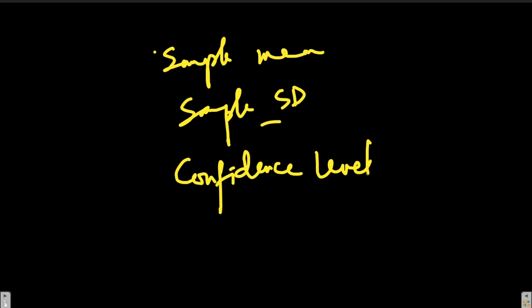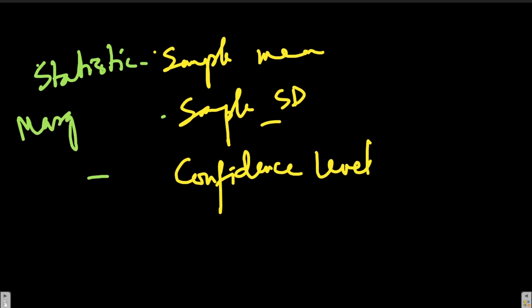The sample mean could be any other statistic. So basically we need one statistic. Then we need the confidence level, which will be given, and the sample SD will help us understand the margin of error. So essentially the margin of error would be derived from this too.